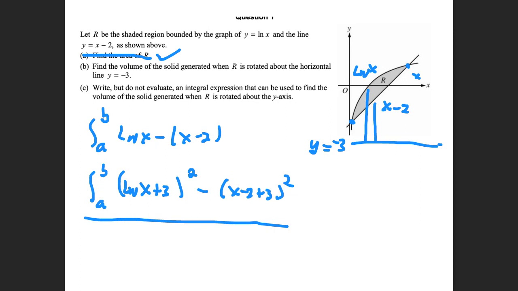And I forgot to put pi out in front. I always do that. So make sure you put pi out in front.